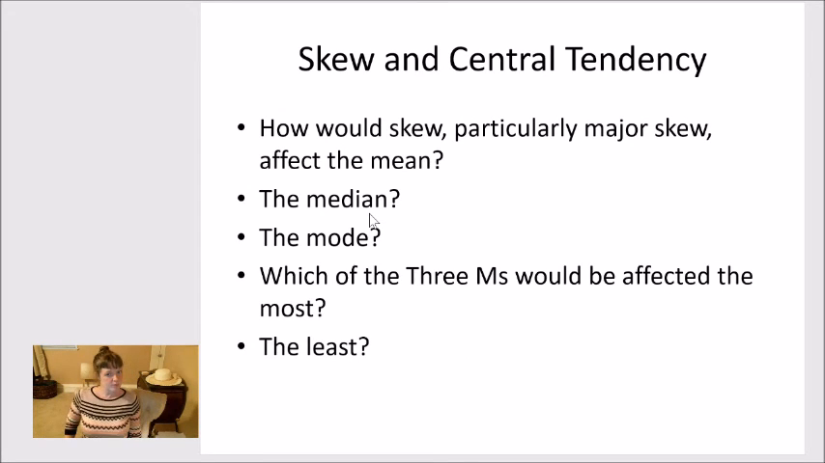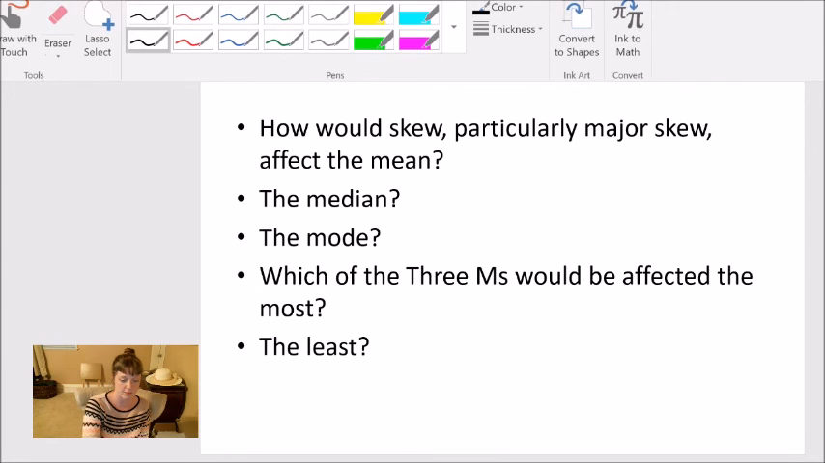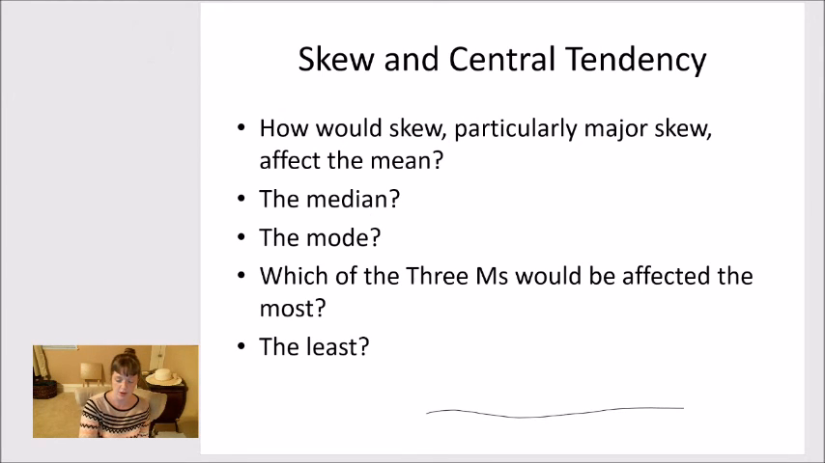Now, the last type of distribution we went over was skewed distributions. And so ask yourself this question. Think about it. Now, what is skew? Skew is when you have something with a single peak but then one tail is a whole lot longer than the other.